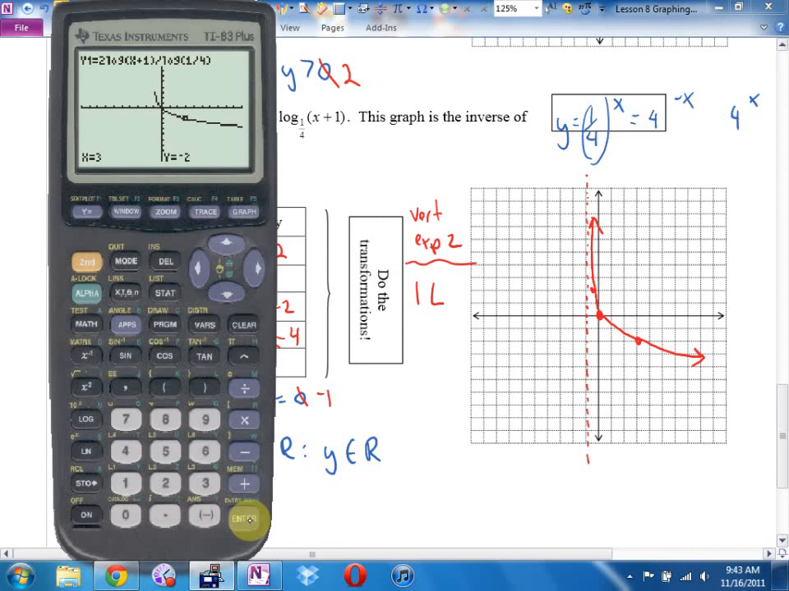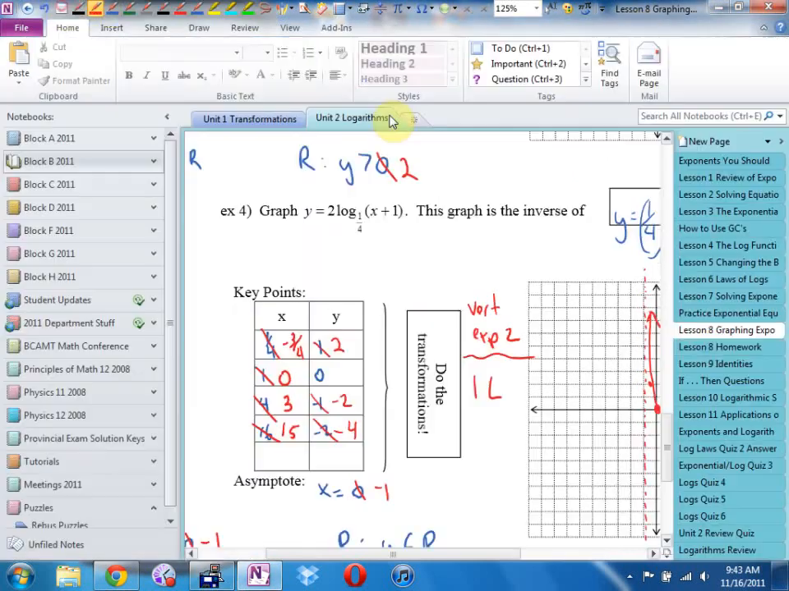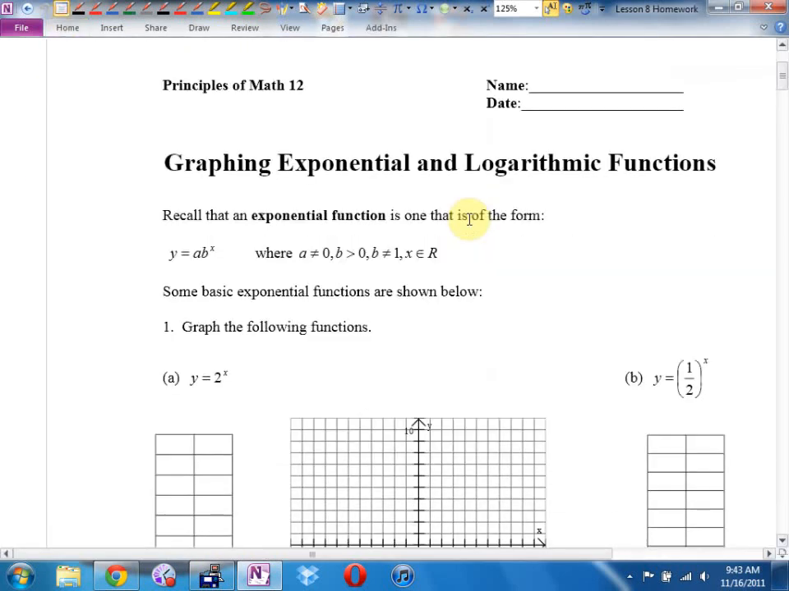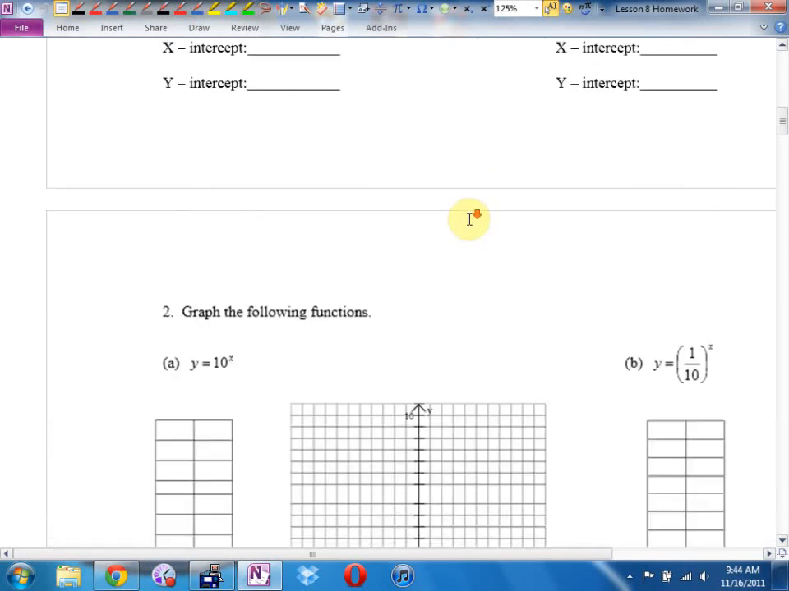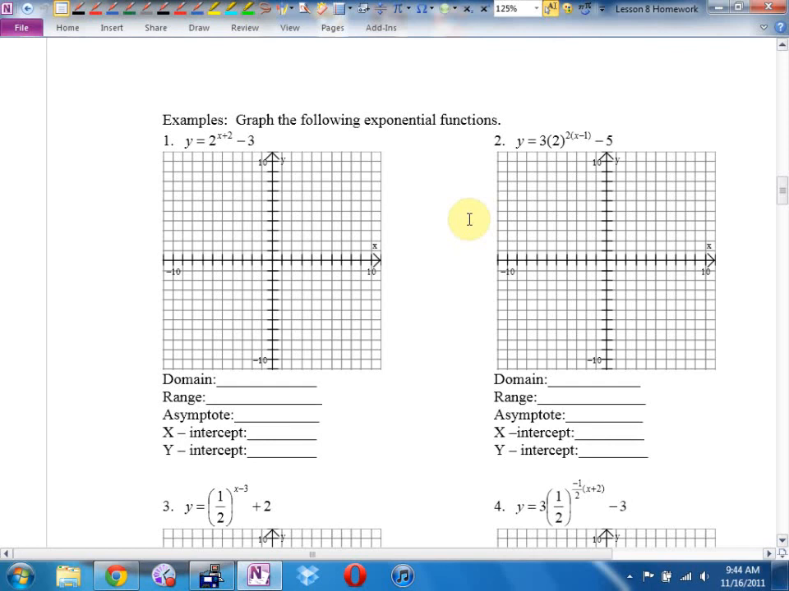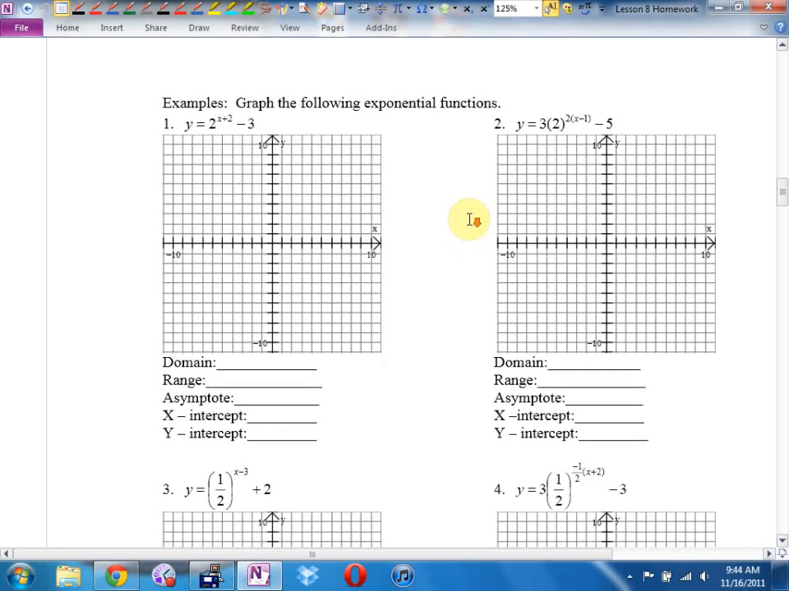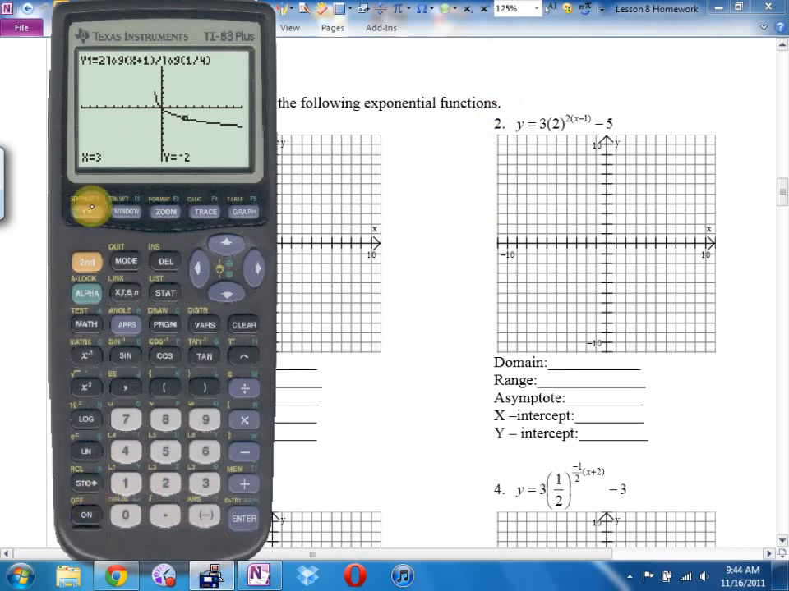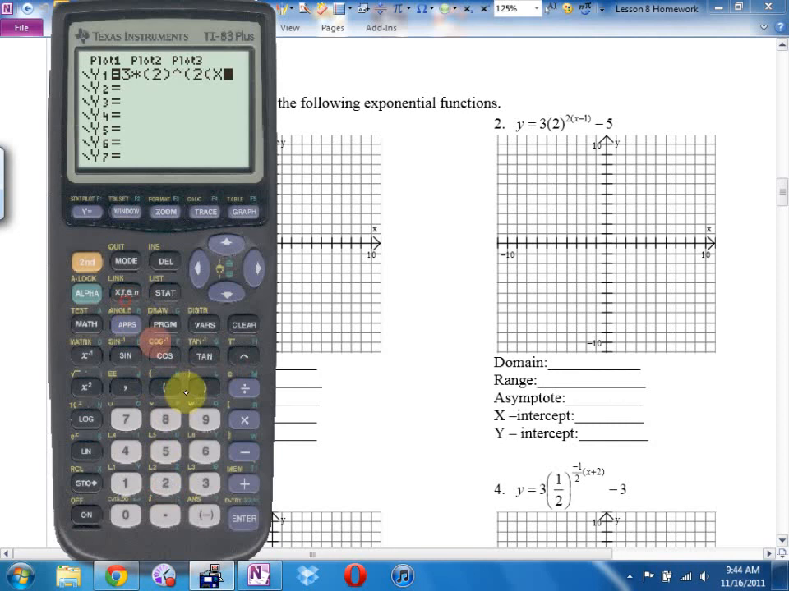Take a look at the second sheet that I gave you. This one here. I'm going to give you about 4 of each, 4 logs and 4 exponentials to try. This part here is actually a lesson. So if you want to turn to where it says examples, does number 2 fit nicely? Let me see. 3 times 2 to the power of 2 bracket x minus 1 close bracket minus 5. Yeah, okay. Try number 2.